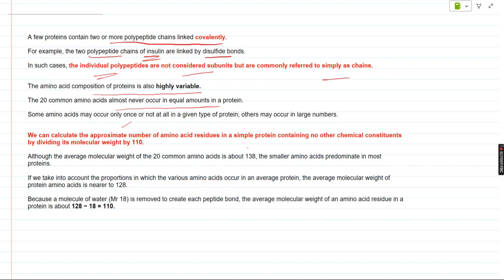Now, if we want to calculate the approximate number of amino acid residues in a given protein, a simple protein that contains no other chemical constituents, what you have to do is divide the molecular weight of the protein by 110. So I have a protein, and I want to know how many amino acid residues are there in this protein. So I divide the molecular weight of this protein by 110. Why 110? I'm going to talk about that now.